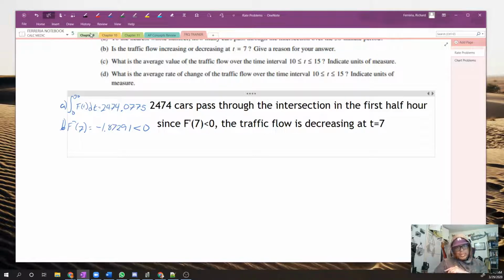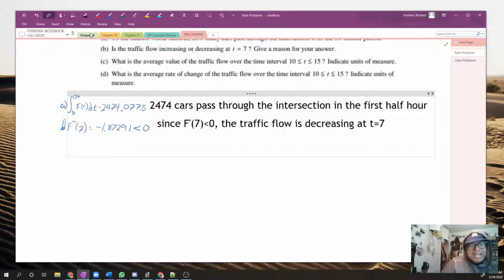Okay, we trained for this. Average of anything is the integral expression. So what is the average of the traffic flow? That's the integral expression involving the traffic flow formula. So let's write that down first of all.